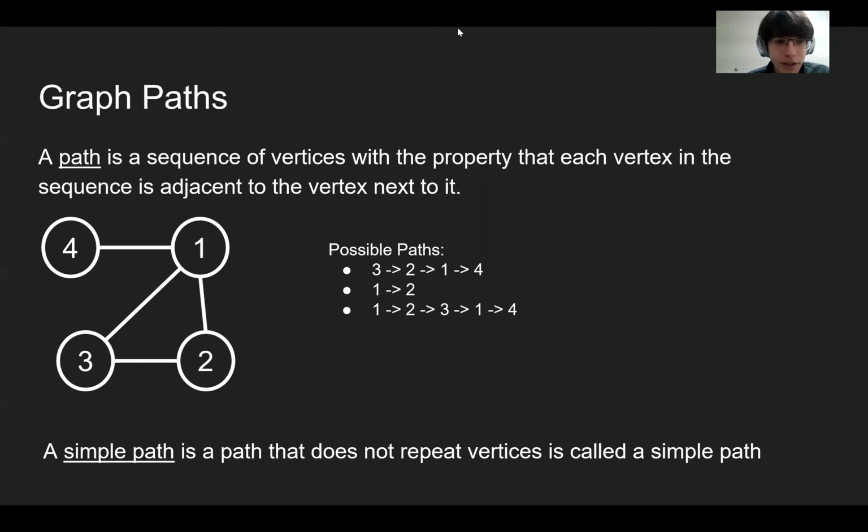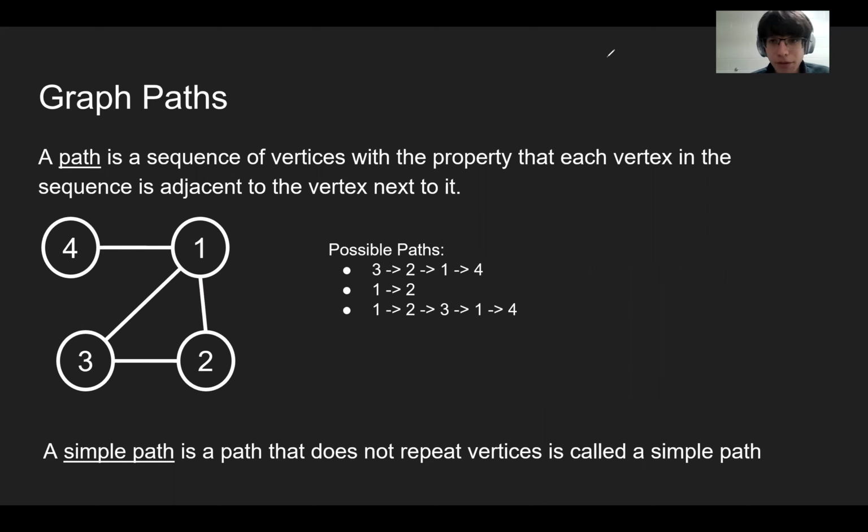So let me draw this. Let me draw over. This is a path, right? And that's how we represent the path, right? And 1 to 2, it's also a path. 1, 2, 3, 1, 4. I mean, yeah, you do visit something more than once, but it's still a path.